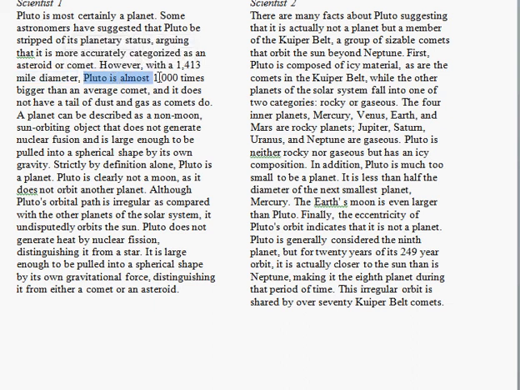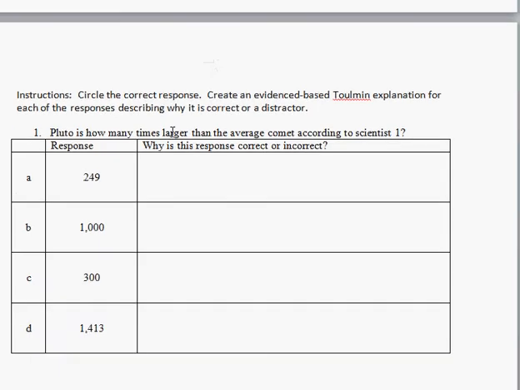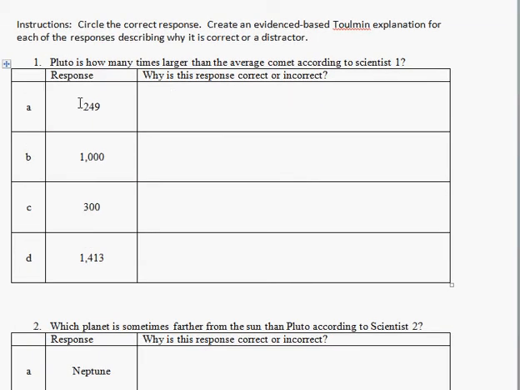We're looking for this statement here. Pluto is almost 1,000 times bigger than the average comet. Okay, perfect. That's exactly what we want. Almost 1,000 times bigger than an average comet. So we're going to go down to the question and find the response that's 1,000. And that's the correct response.